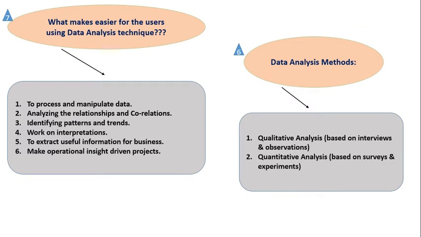Next, we can see the data analysis methods. Basically there are two types of methods we use for data analysis. The first is qualitative analysis and the second is quantitative analysis. Regarding qualitative analysis, it is done through interviews and observations. Using interviews and observations, we can do qualitative analysis, and using surveys and experiments, we can do quantitative analysis. So basically there are two types of methods for data analysis.